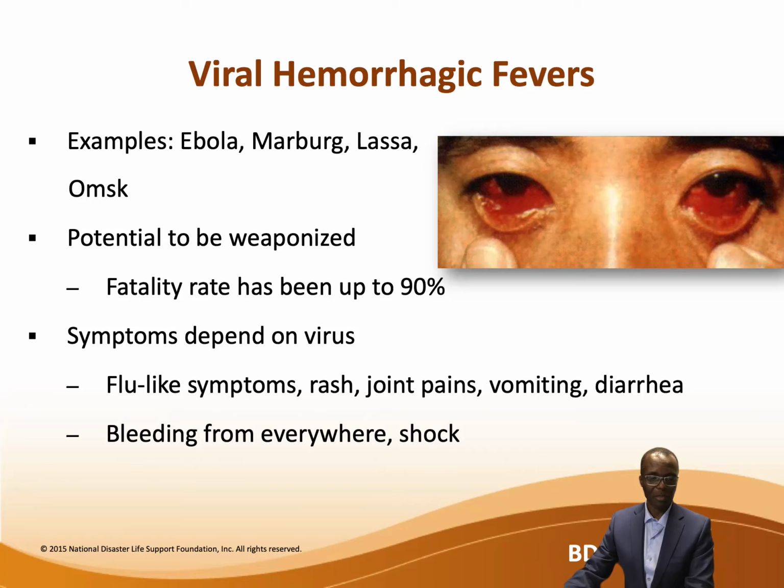These have been weaponized by several countries. The fatality rate is dependent on the virus, but may be as high as 90%. Symptoms also depend highly on the specific virus. Symptoms range from flu-like symptoms, joint pains, and small rashes to progressive diffuse bleeding. Blood in vomit, stools, sputum, mucous membranes, and urine, and hemorrhagic shock and death.